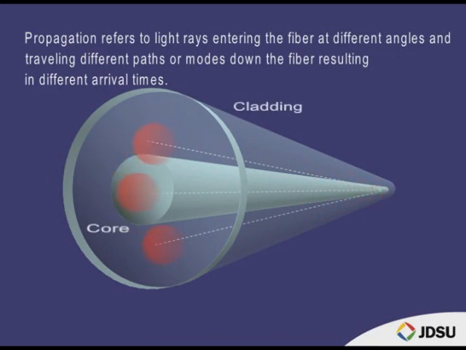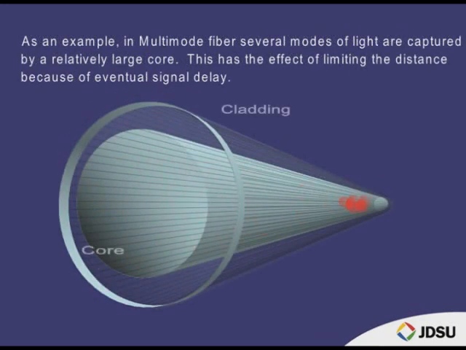Propagation refers to light rays entering the fiber at different angles and traveling different paths, or modes, down the fiber, resulting in different arrival times. As an example, in multi-mode fiber, several modes of light are captured by a relatively large core. This has the effect of limiting the distance because of eventual signal delay.